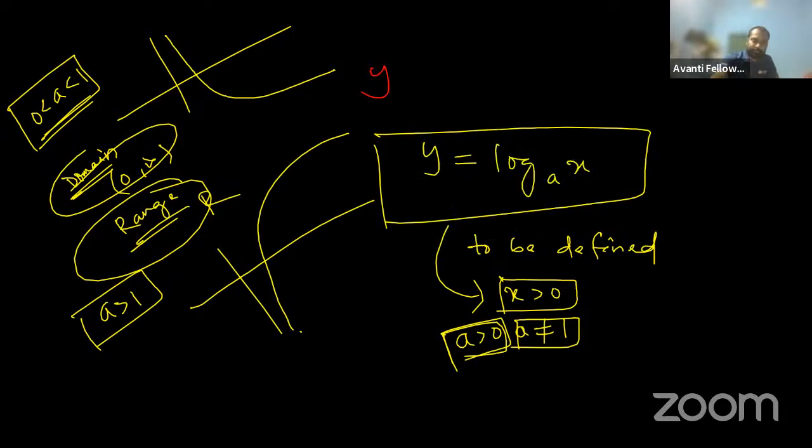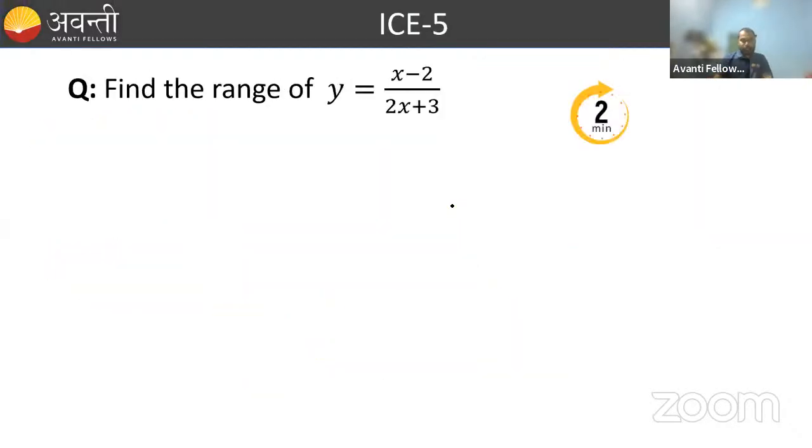So let's see. This is another question here. Find the range of this function y is equal to x minus 2 upon 2x plus 3. So how can we find the range of this function? Already I told you the method to find the range of a function. That is important. So how can we find the range of this function?